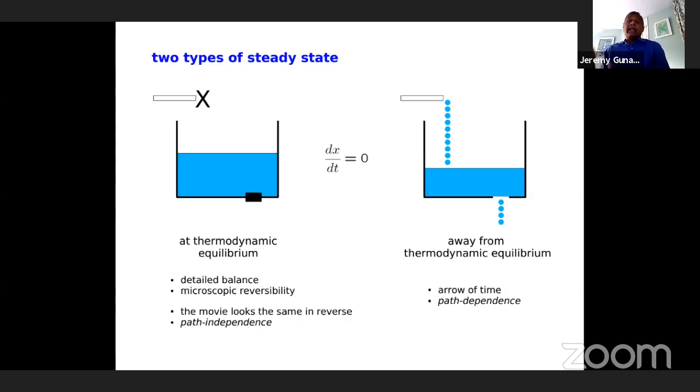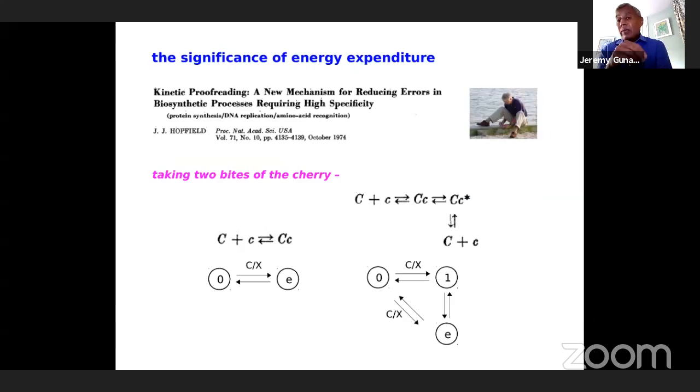Now, another way to say this, which I think is particularly helpful for us because it illustrates Hopfield's idea, is that if we come back to the diagram that we had previously, at thermodynamic equilibrium, you can't tell what path you followed. Meaning that if you want to calculate the steady state probability of the correct or the incorrect substrate, that probability doesn't depend on the path that the system took to get to that state. That's path independence. And it's a restatement of detailed balance or microscopic reversibility in the context of this graph-like way of representing things. The only way to get out of this dilemma is to expend energy to take the system away from thermodynamic equilibrium. And if you do this, the steady state probability of the exit state becomes dependent on the path that you take through the graph. So the system can tell whether you took one bite of the cherry or two.